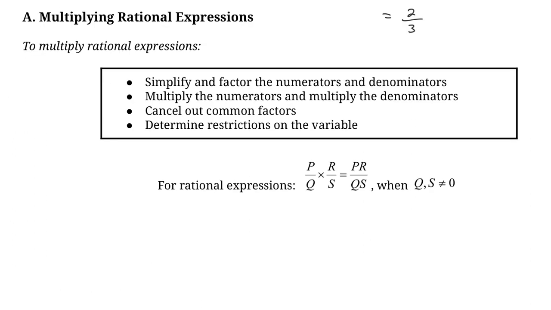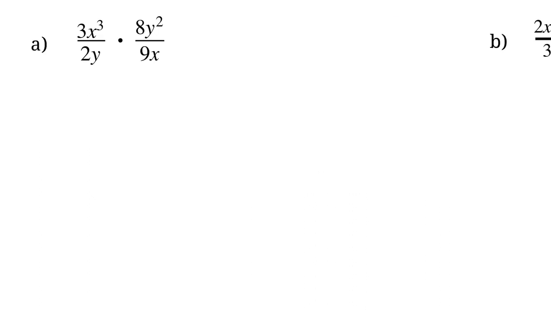So to summarize what we're going to do when we're multiplying rational expressions, we're going to simplify and factor the numerators and denominators, and then multiply the numerators and multiply the denominators together. We're going to cancel out any of our common factors, and then determine our restrictions on our variables. So let's try this example. We need to simplify this as much as possible and then state our restrictions.